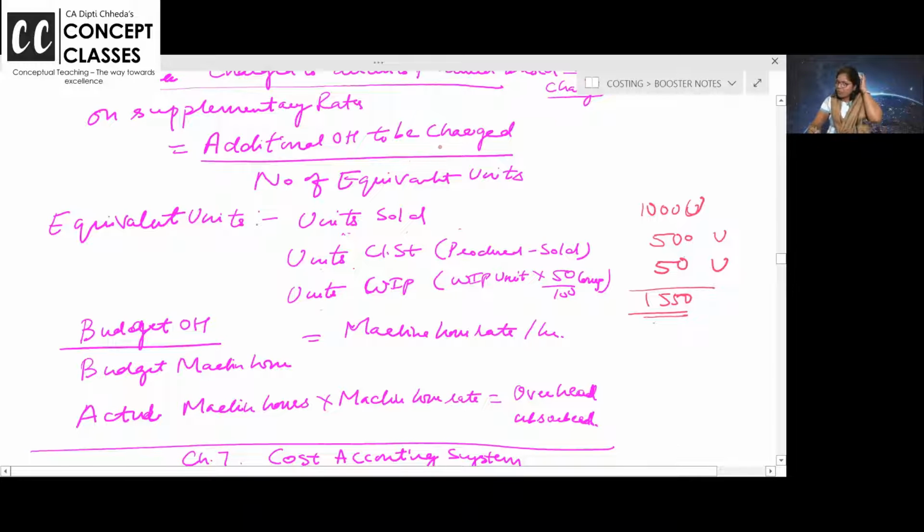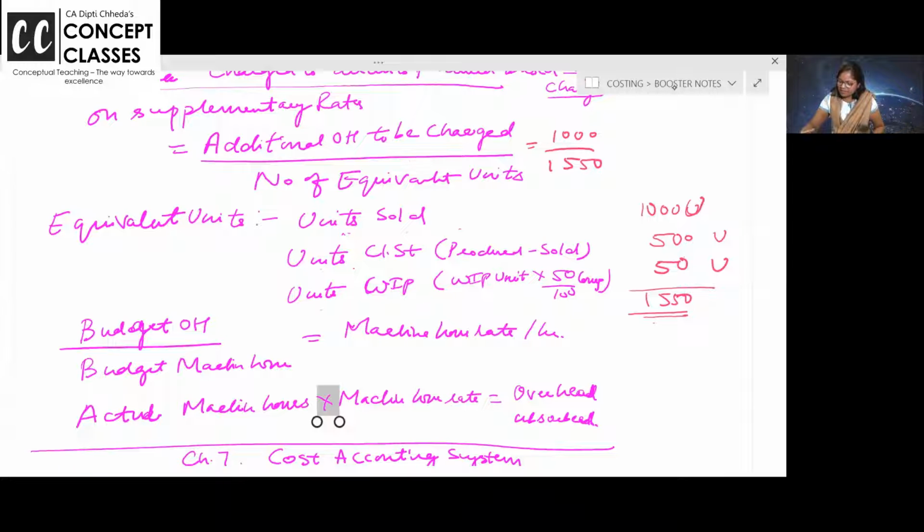So additional overhead, how much have we charged? 6,000. How much you have to charge? 7,000. So additional overhead you have to charge is 1,000 and equivalent units are 1550. So divide and charge it. Please don't say, ma'am, it is a bit confusing, we will skip this. I'll show you, the problems are very easy. Right? I'll show you how this works.